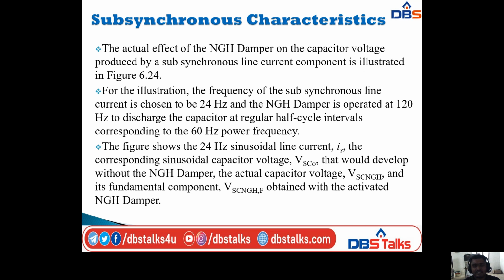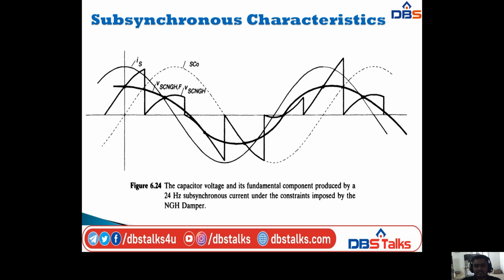For this illustration I am taking the frequency of the subsynchronous line current to be 24 Hz, and the NGH damper is operated at 120 Hz to discharge the capacitor at regular half cycle intervals corresponding to the 60 Hz power frequency. In this one I have already shown the diagram. This diagram shows the 24 Hz sinusoidal line current, that is IS.